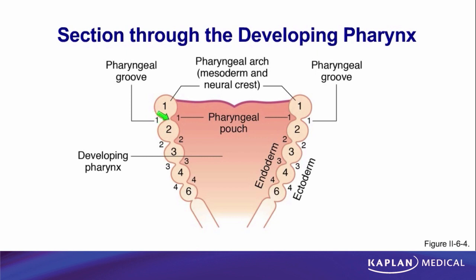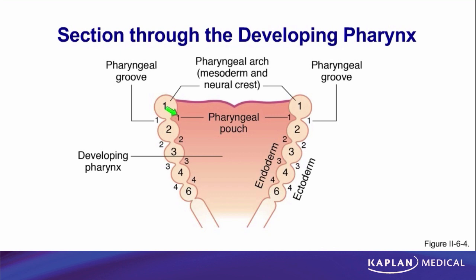Now, if that's going to be the eardrum, if we go to the other side of the eardrum, so that we're now in the first pouch, we know that when we're on the other side of the eardrum, we're in the middle ear cavity. So that suggests that the first pouch must become the middle ear cavity. And that's true. That's exactly right.